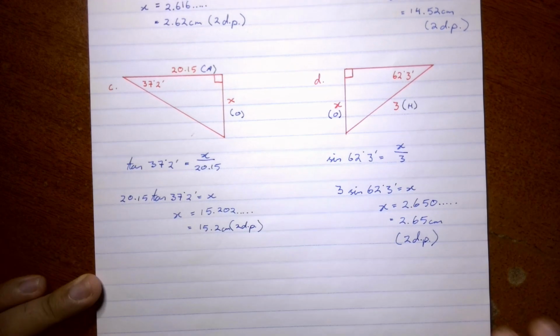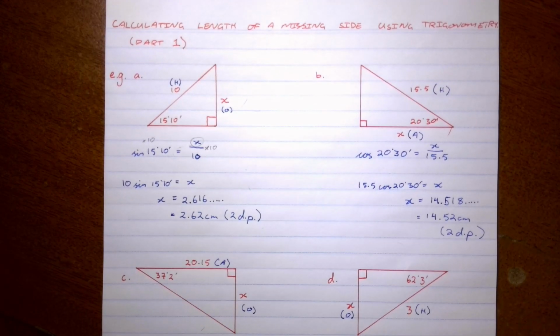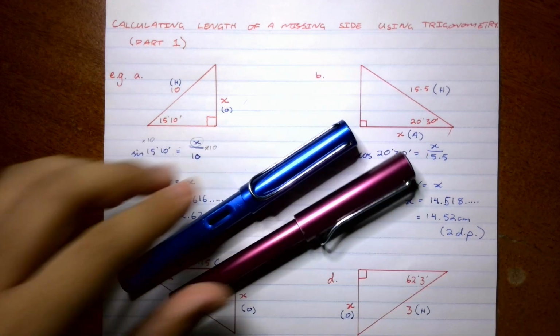I hope that gave you an insight into this first part in calculating the length of a missing side using trigonometry. Best of luck.